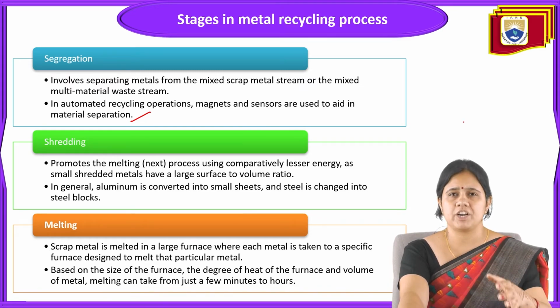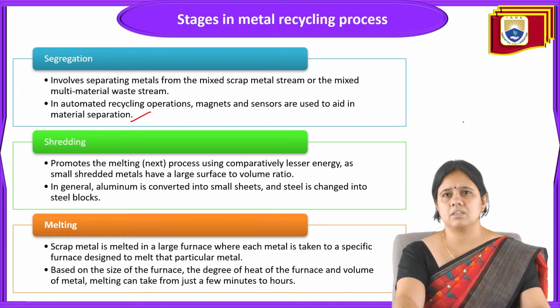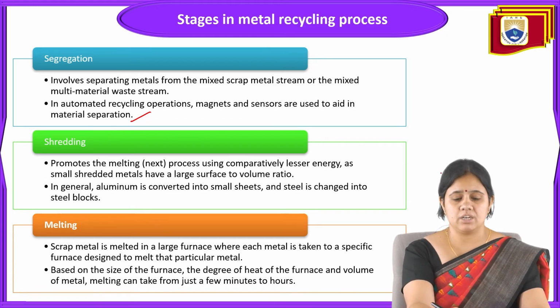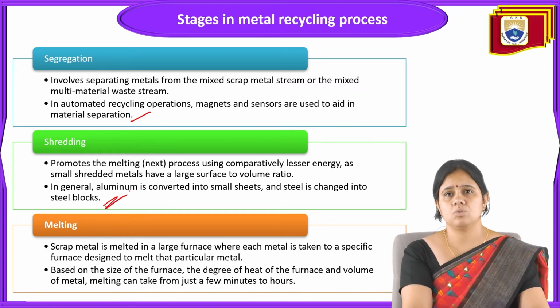And next is the shredding. What happens in shredding? It promotes the melting process using comparatively less energy, as the small shredded metals have a large surface to volume ratio. In general, aluminium is converted into small sheets, and steel is changed into steel blocks.